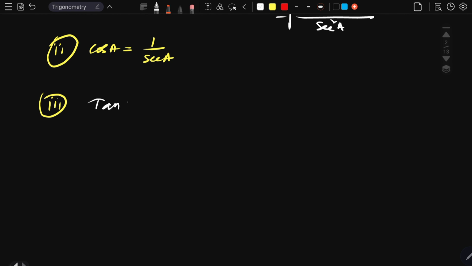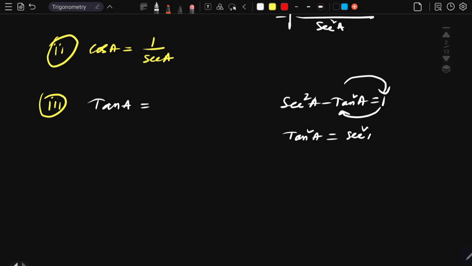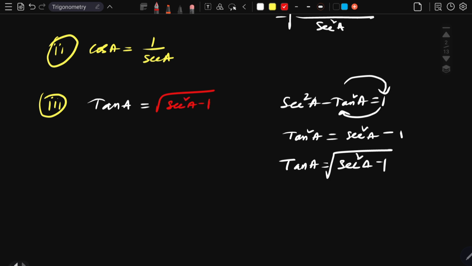So what is the relation between tan and secant? There is an identity between tan and secant. By using that we can write secant square A minus tan square A is equal to 1. So tan sending to the opposite side and 1 sending to the opposite side, therefore tan square A is equal to secant square A minus 1. We need tan alone, so tan A is equal to the square root of secant square A minus 1. Therefore the requirement is square root of secant square A minus 1.